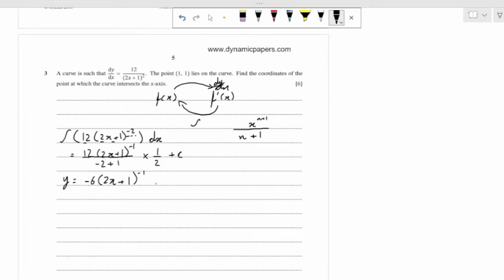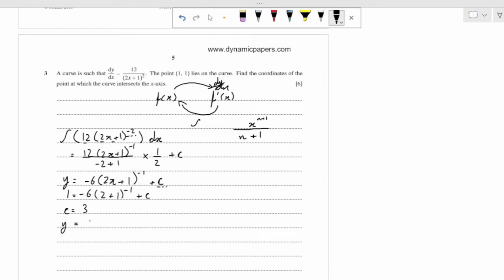plus c. Now we still cannot see the point at which the curve intersects the x-axis, although we have got the original equation, because of this c-intercept, which we still don't know. The solution: we have already been given a point. We can substitute the values for the point here. 2x, that's just 1, 1, minus 1 plus c. Solving for c will give us 3.